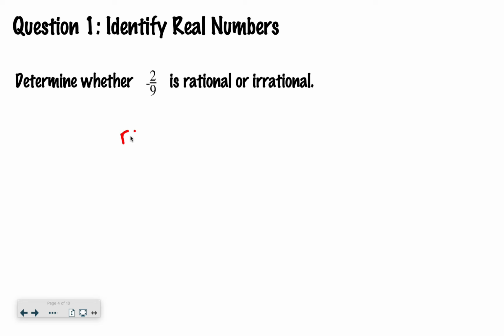Hopefully you figured that this number, negative 2/9, is in fact a rational number because it is written as a fraction, and it has a negative. That's okay. A rational number can be negative. So this is a rational number.